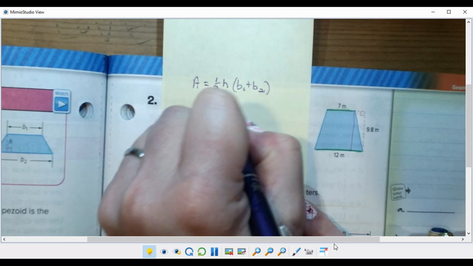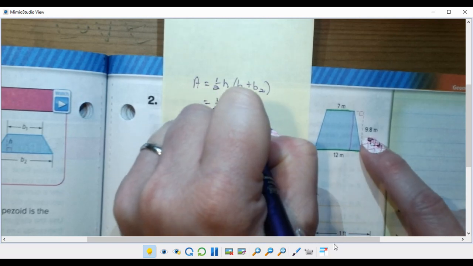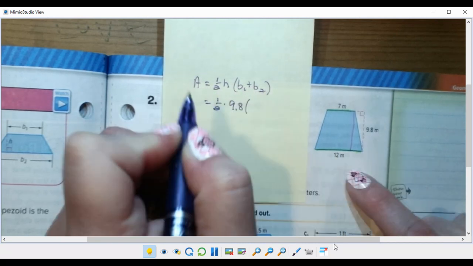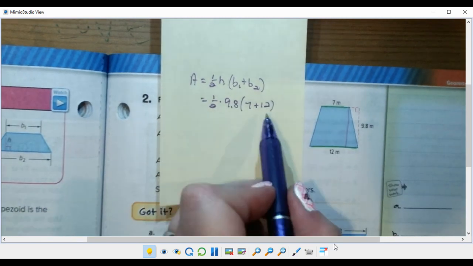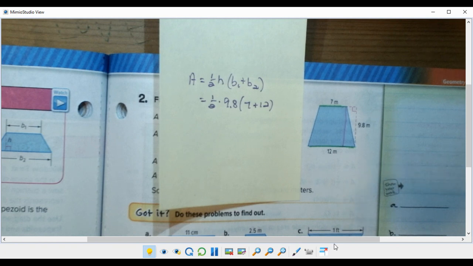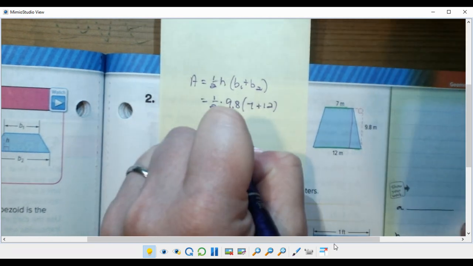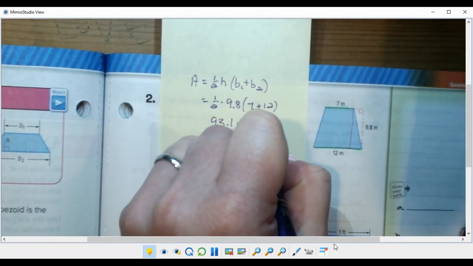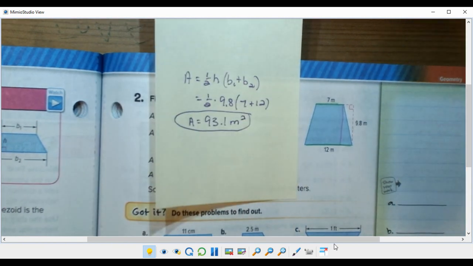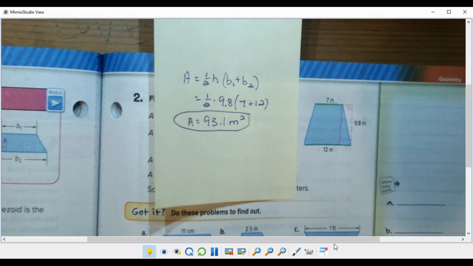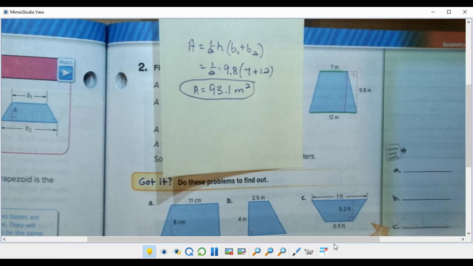So let's fill in some numbers. I've got 1/2 times my height is 9.8. The bases are 7 and 12. So 7 plus 12 is 19, whether you switch them around or keep them as it is. 0.5 times 9.8 times 19 equals 93.1 meters squared. Now, if you don't have a handheld calculator, you can get online and just search calculator. You can pull one up. I'm sure there's an app you can pull up on your Chromebook.